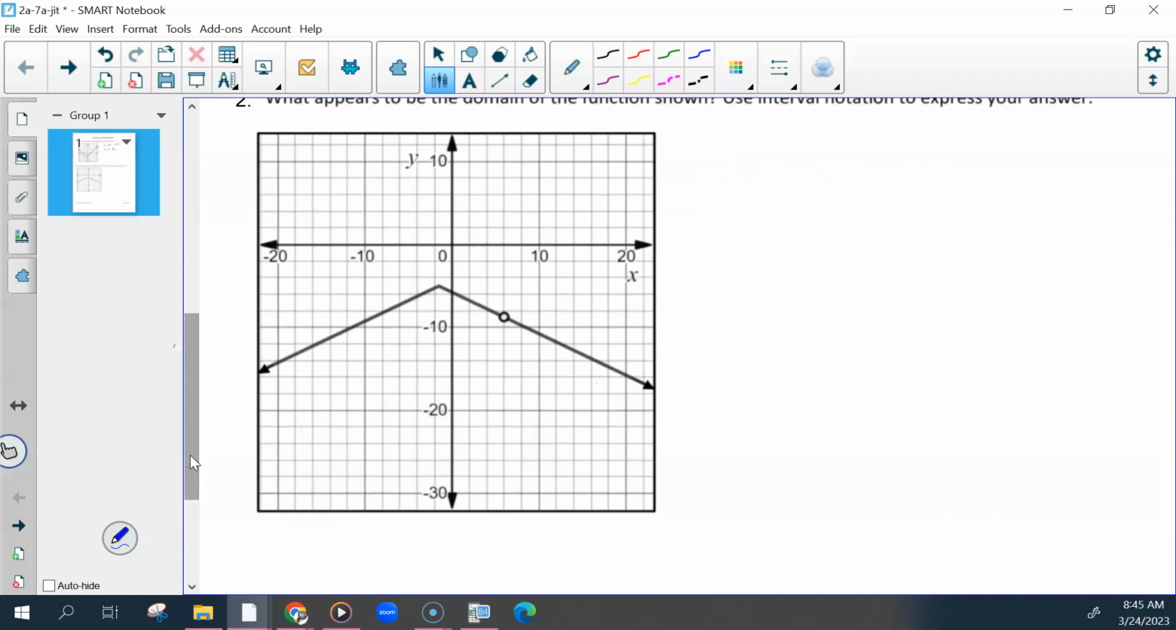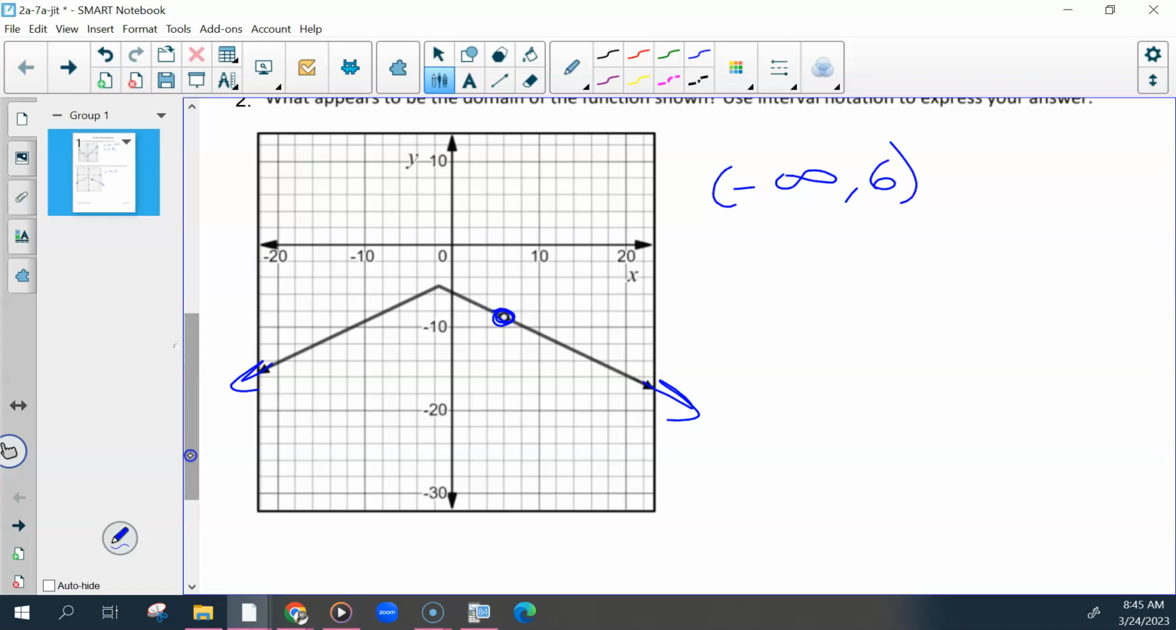Number 2 is almost the same thing, because it also has arrows. So it keeps going to the left, definitely. It does keep going to the right, but there's this place right here that has an open circle. So at that place, it is not included. So how we would write that, in interval notation, it would start at negative infinity. It would go to, this is counting by 2s, I'm assuming, 2, 4, 6.